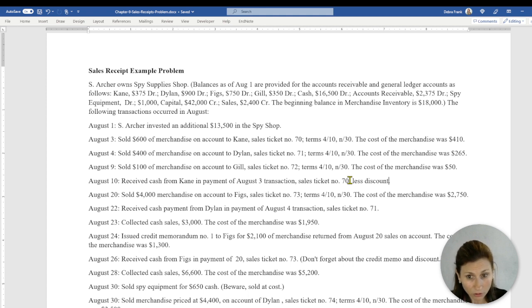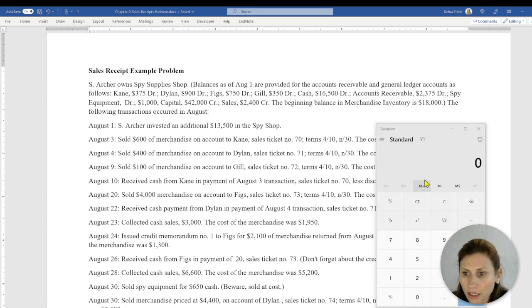So we'll have to do a little calculation to figure out the discount off of that $600. We'll bring up our calculator and calculate that discount. So it's 600 bucks and it was 4%, right? You could do the percentage sign one as well. And so we're looking at $24. So Kane does not owe that $24 now. They get a sales discount.